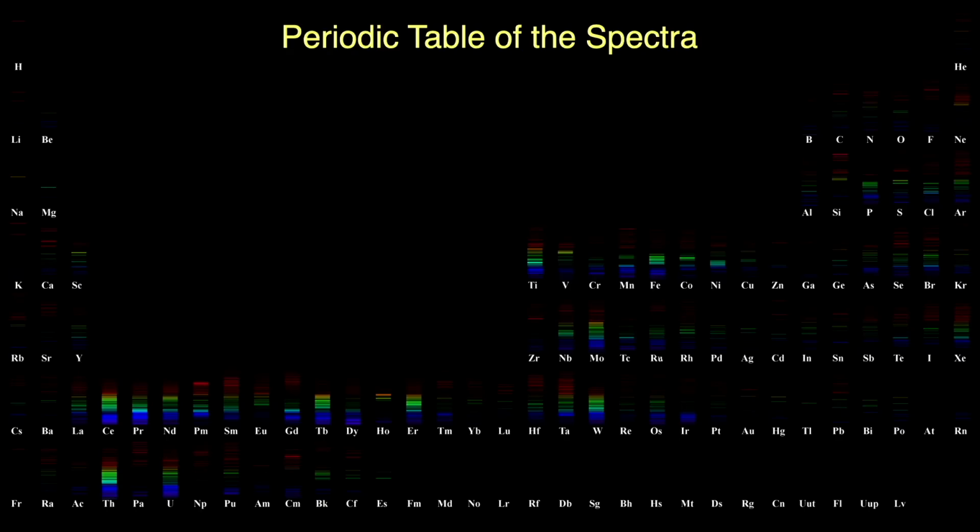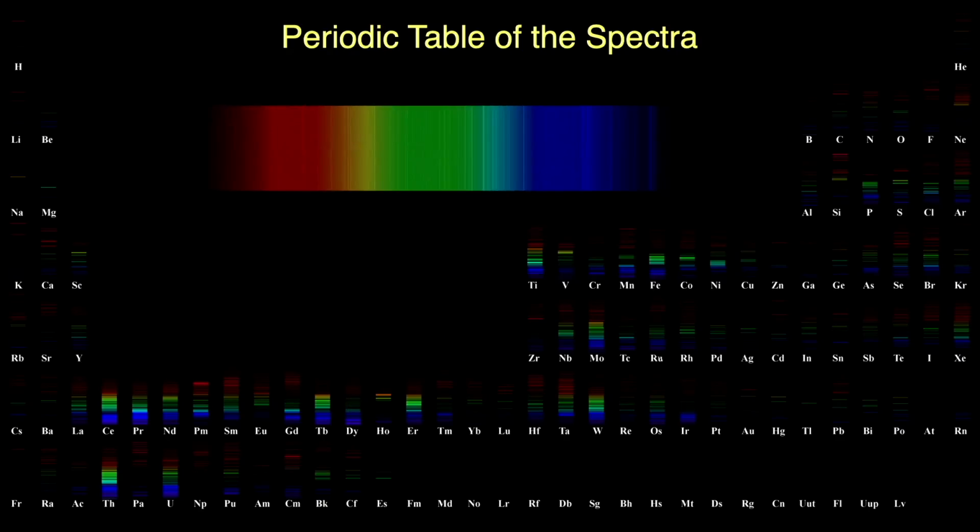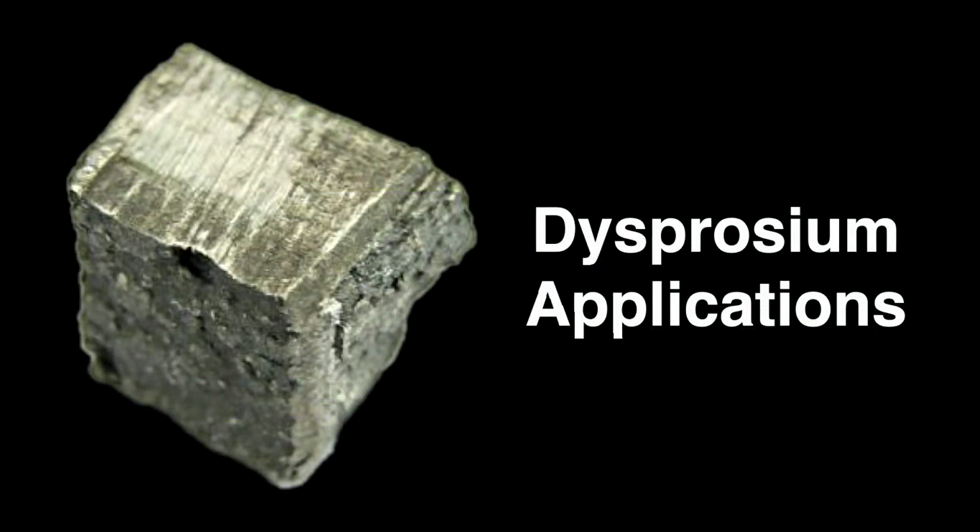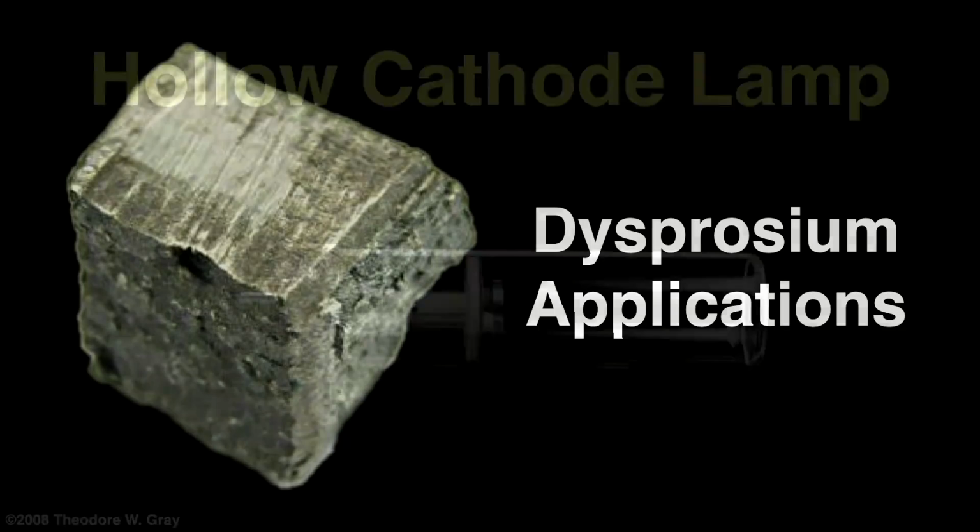Here's the periodic table of the spectra. Dysprosium has a complicated and weak set of emission lines. Not a lot to see here, but still a unique identifier of the element. Let's take a look at a few applications of this rare earth element. Some are a bit esoteric, but I'll do my best.